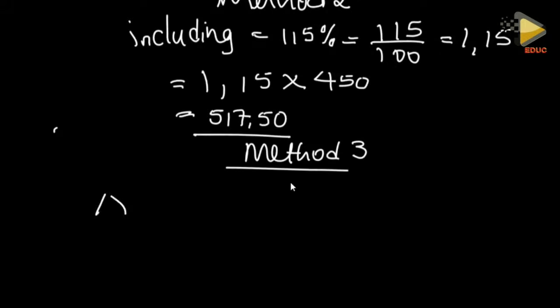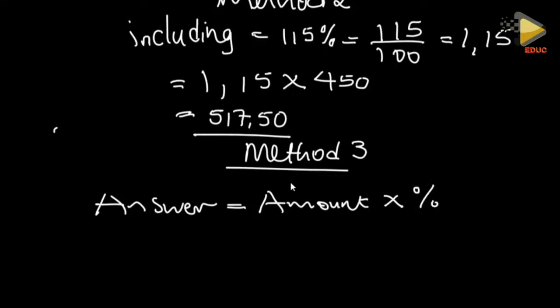So my answer has to include. It will equal the amount given to me, times the percentage that I want, over the percentage that I have. In this moment in time, we have the amount that we are given.